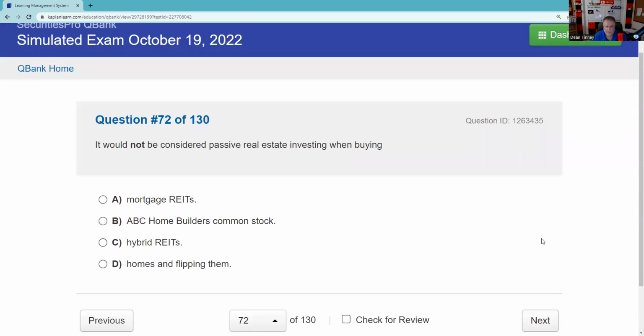It would not be considered passive real estate investing. So it looks like A is passive because you're not managing the REIT. Common stock, you're not managing ABC. Hybrid REIT, you're not managing it. You're buying homes and flipping them. That's not passive. That means you're actually actively involved in that.